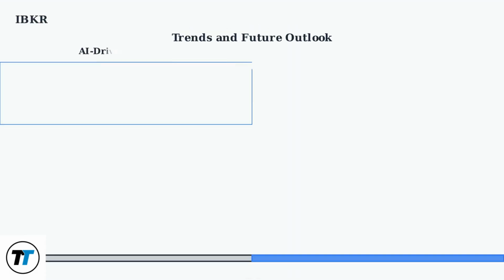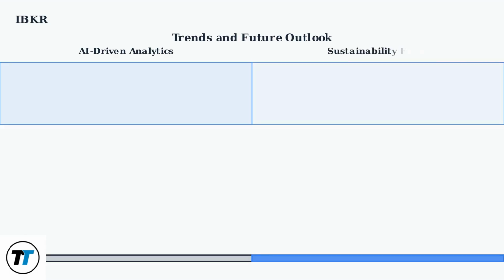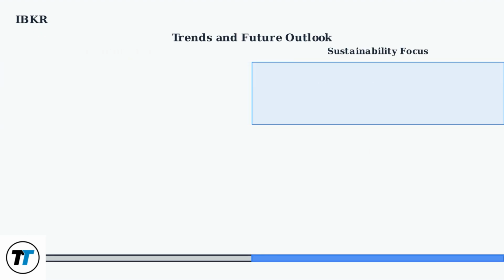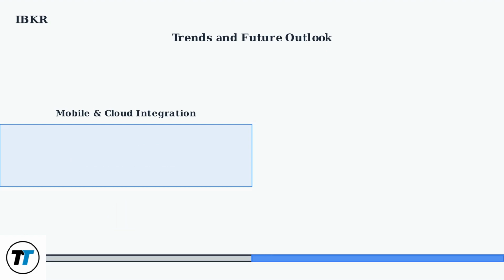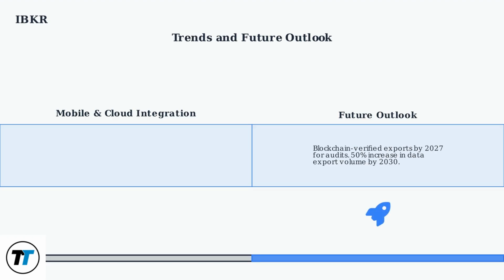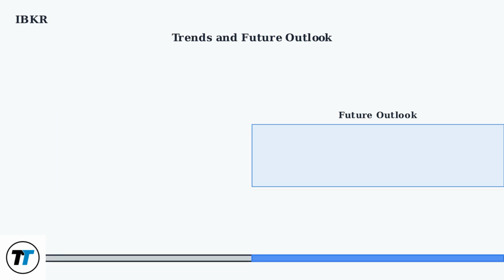The landscape of historical data export from IBKR is evolving with key trends in AI-driven analytics, sustainability focus through ESG reporting, and improved mobile and cloud integration. AI tools are increasingly used for automated processing of historical data, enabling predictive analytics and machine learning models for better trading strategies. Sustainability is a major focus, with ESG reporting mandates requiring filters for sustainable investments and metrics like carbon footprints in historical data exports. Mobile TWS apps and cloud integrations are rising, enabling on-the-go exports and storage for large datasets without local storage needs.